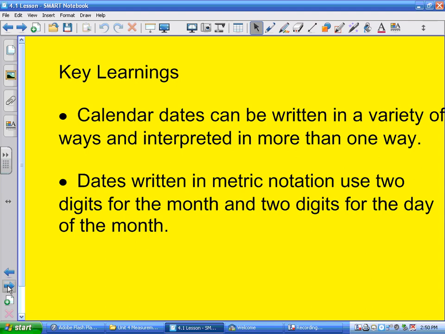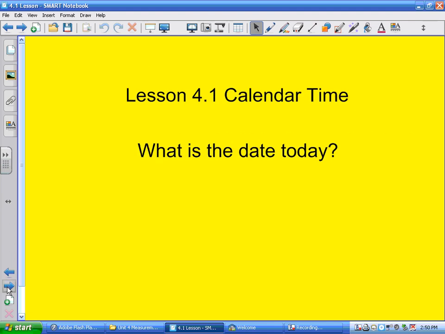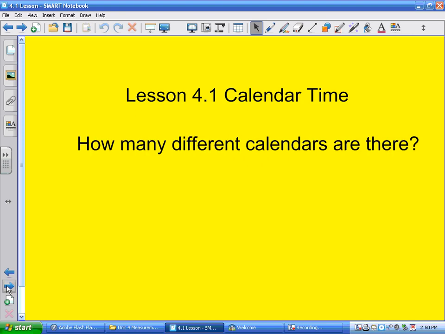The dates can be written in one of two ways. One's called metric notation, and the other one basically uses divots. I'm going to show you that one also. So what is the date today, Lexi? The 5th of December, 2011. Good. How do you know? Because I know what day it is. You could check on a calendar, couldn't you?